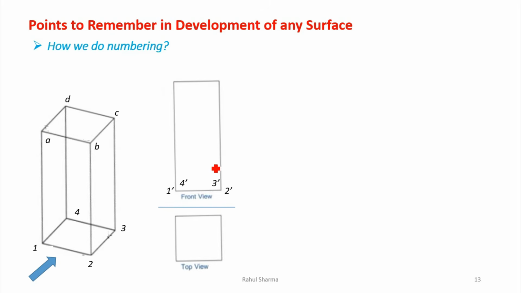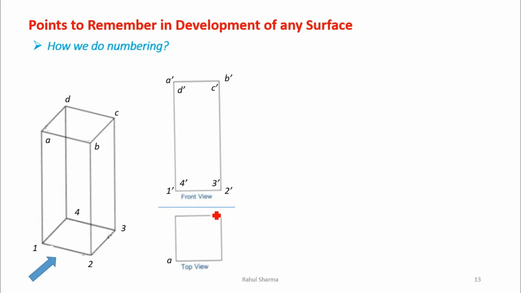This is the front view, this rectangle is the front view. 1 dash is outside the rectangle because it is visible, 2 dash is outside the rectangle because it is visible, 3 and 4 are not visible, 3 overlapping with 2 so inside, 4 overlapping with 1 so inside. Similarly at the top you can see A B only, so A dash B dash outside, C overlapping with B inside, similarly the point D. Now we will apply the same method in the top view also.